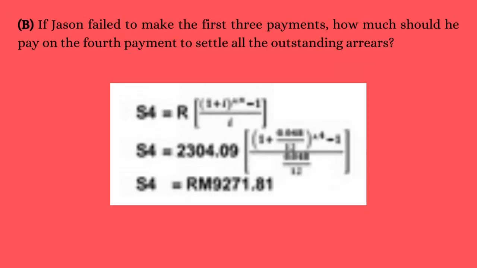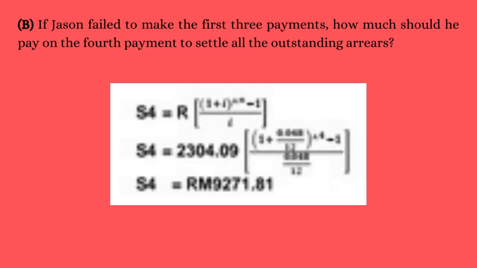Question 1b. If Jacyln failed to make the first 3 payments, how much should he pay for the 4th payment to settle all the outstanding arrears? So the formula is S4 equal to R bracket 1 plus I power of n minus 1 over I close bracket.